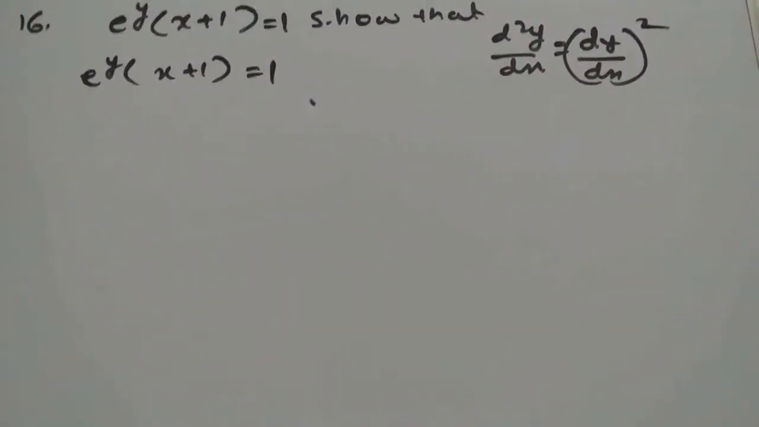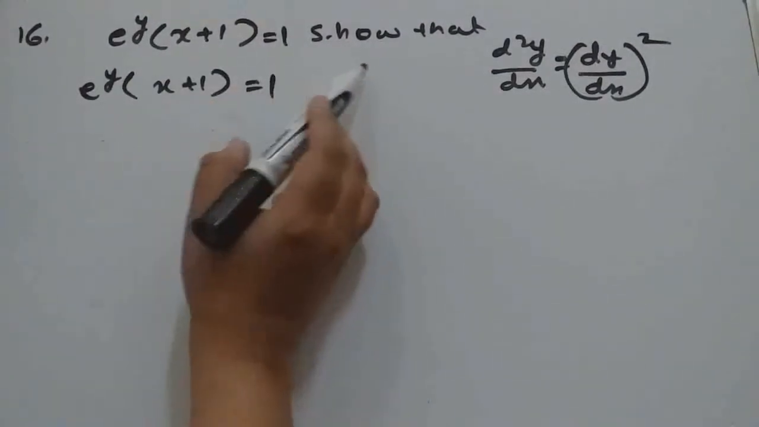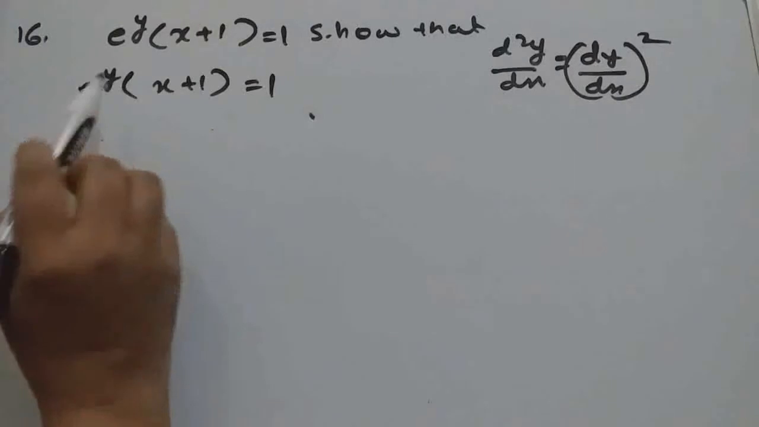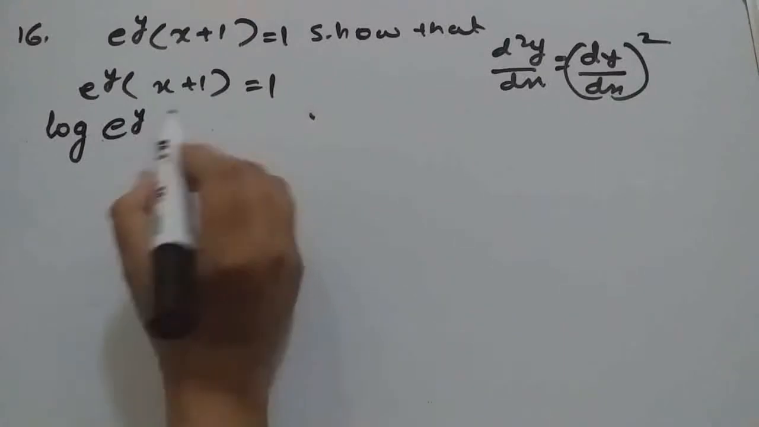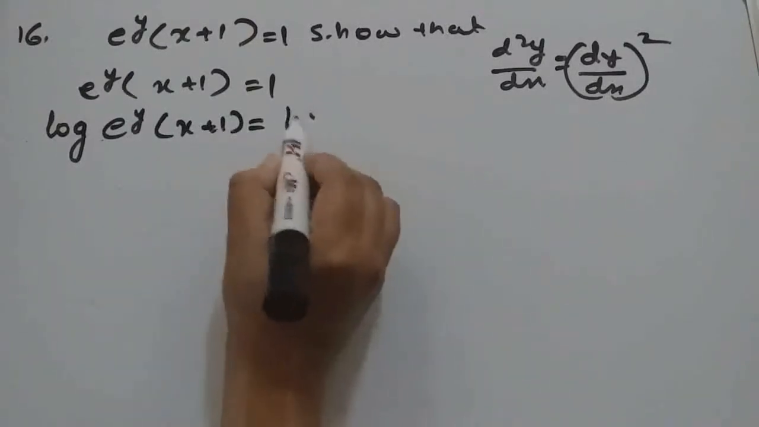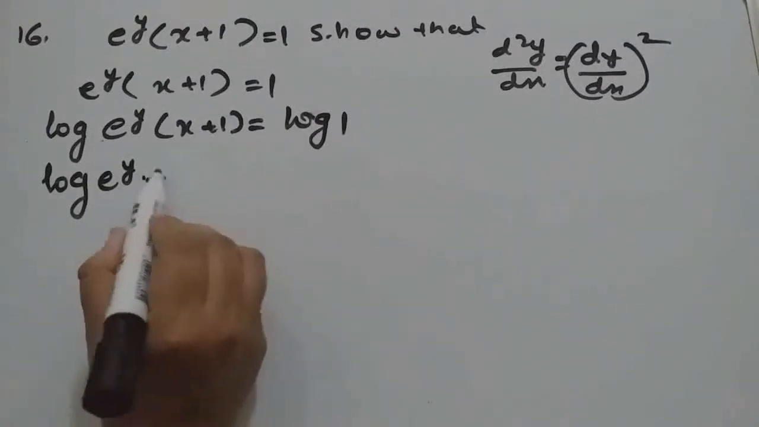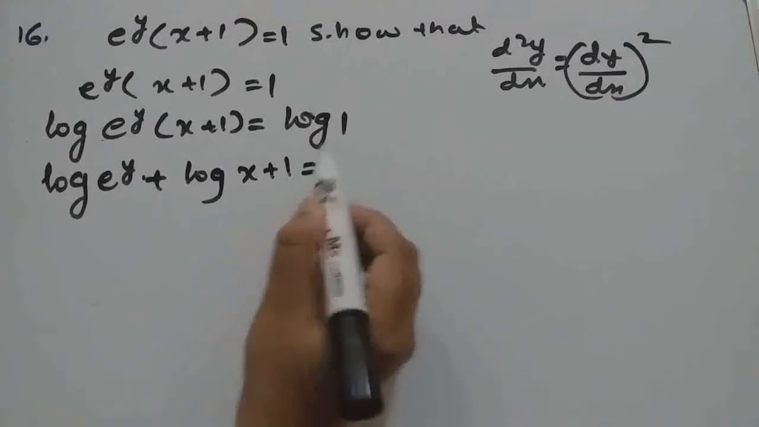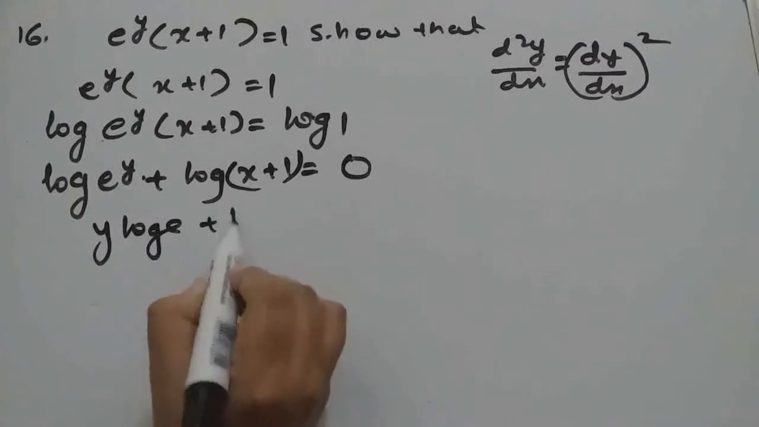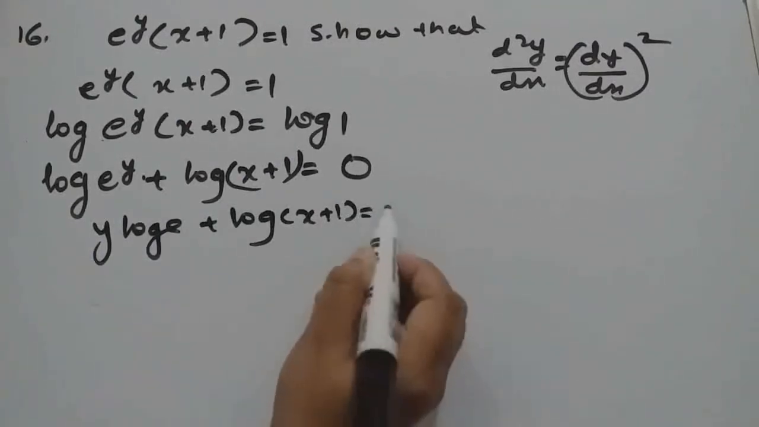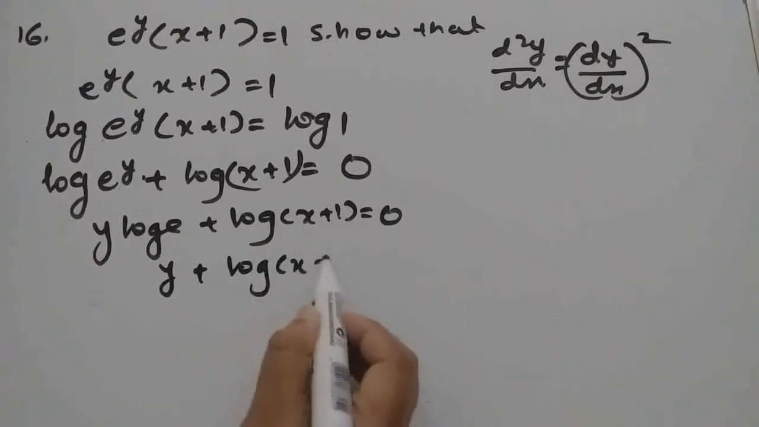Question 16: e power y bracket x plus 1 equals 1. Show that this expression is true. So we will consider this. Apply log on both sides. If you apply log, then by the property of log, y log e plus log of x plus 1. Log 1 is 0. Okay. So y log e plus log of x plus 1 equals 0. Now log e is 1, so you will be left with y plus log of x plus 1 equal to 0.